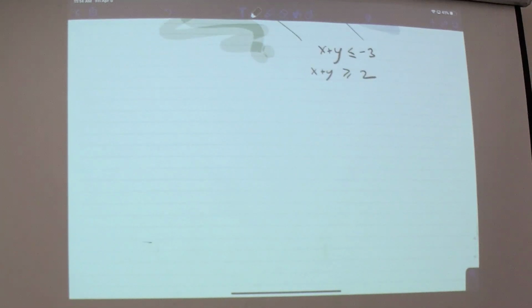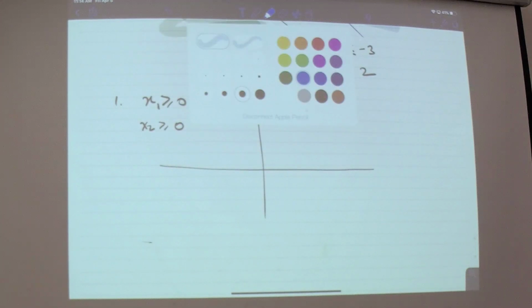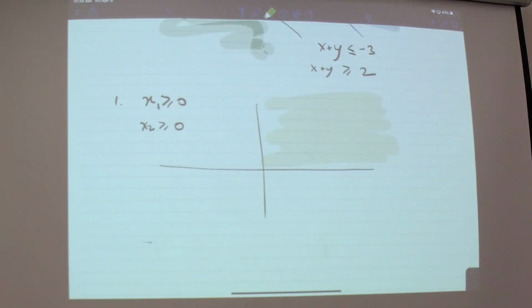So for example, let's consider a very simple case when you have constraints x1 greater than or equal to 0, x2 greater than or equal to 0. What does this constraint describe? It's a really simple one, and this describes everything here. If you think of it like a wedge, it's kind of going out. So the intersection of half spaces could be empty, it could be unbounded, it could be bounded.